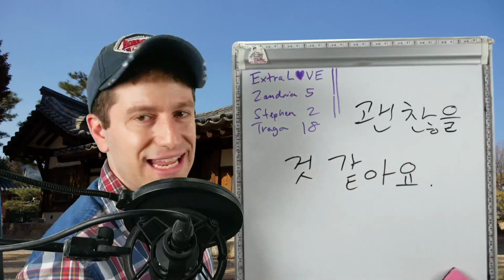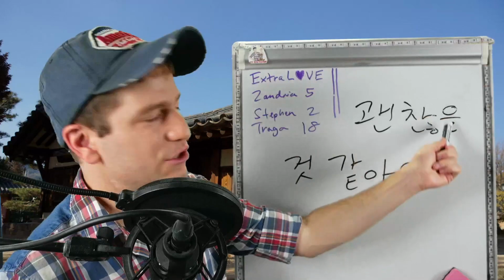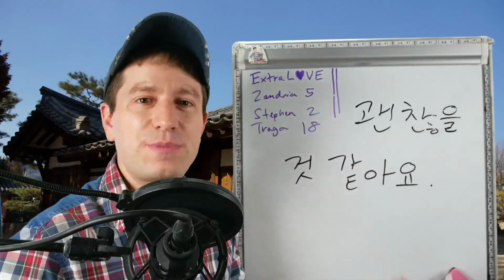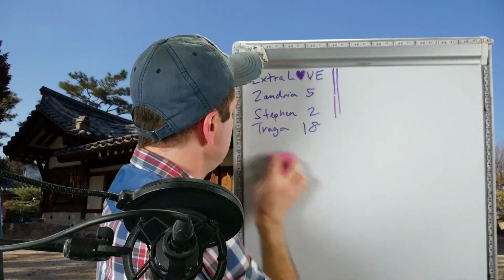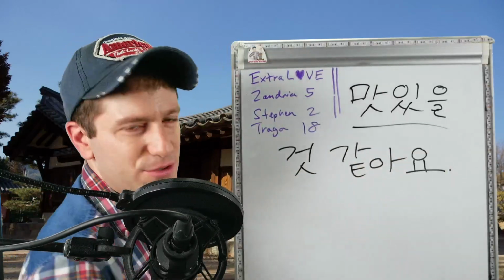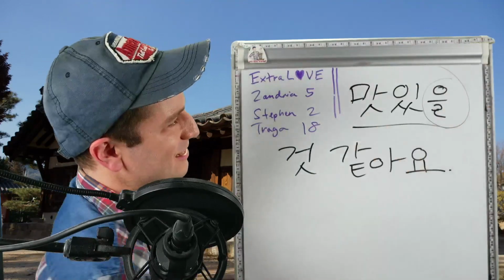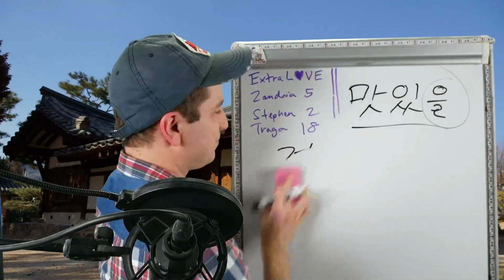괜찮을 것 같아요. 괜찮다, to be okay. It seems like, or I think it will be, 괜찮을, future tense, okay. So I think it'll be okay. 맛있을 것 같아요. 맛있다, to be delicious, to be tasty, to taste good, to be good. Future tense, 맛있을 것 같아요.